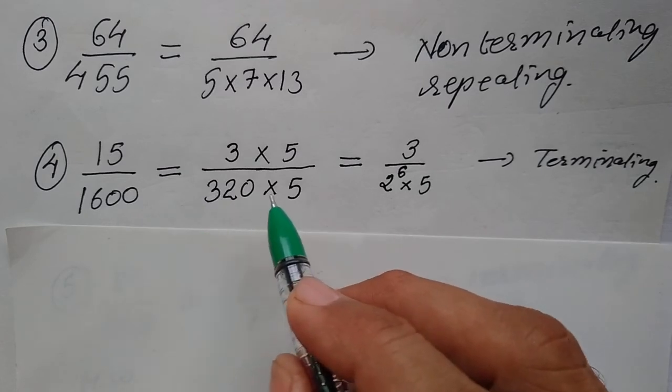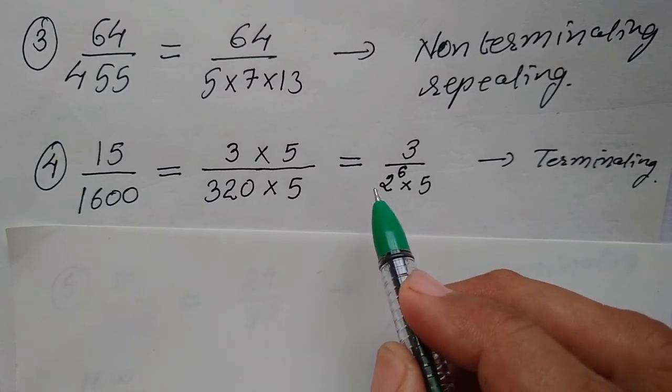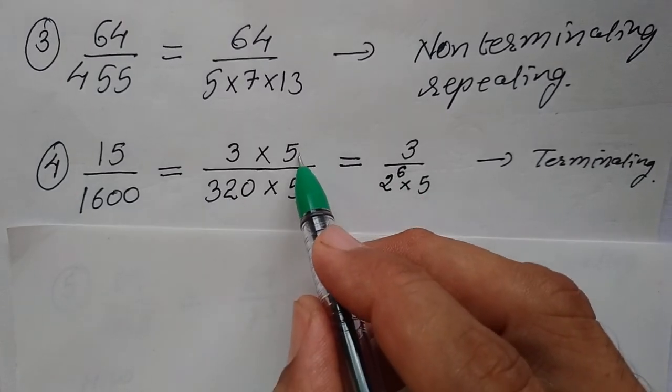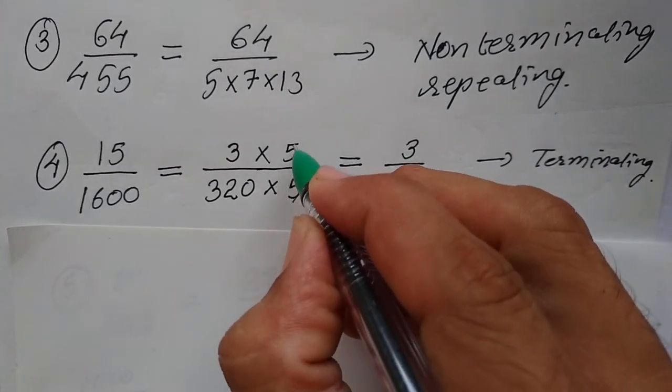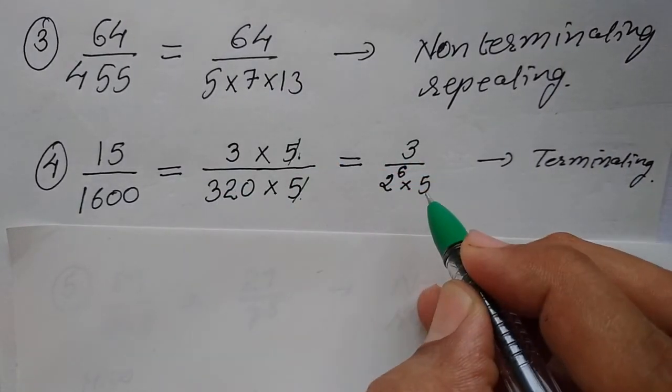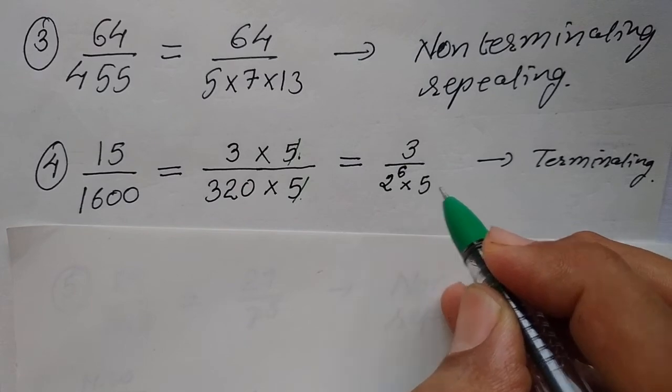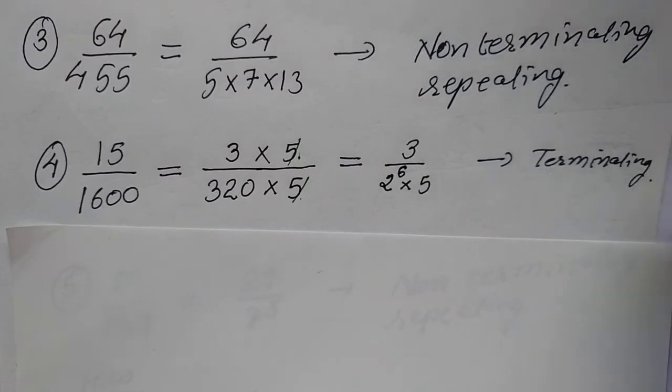1600. So, 320 into 5. 320, it is 2 raised to 6. This 5 cancels. And from this 5 has come. Okay. So, it is terminating.